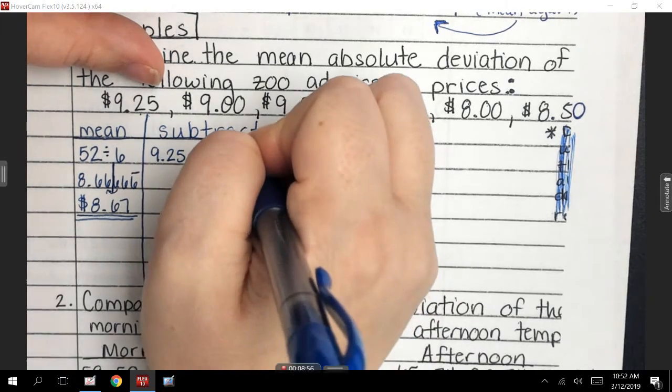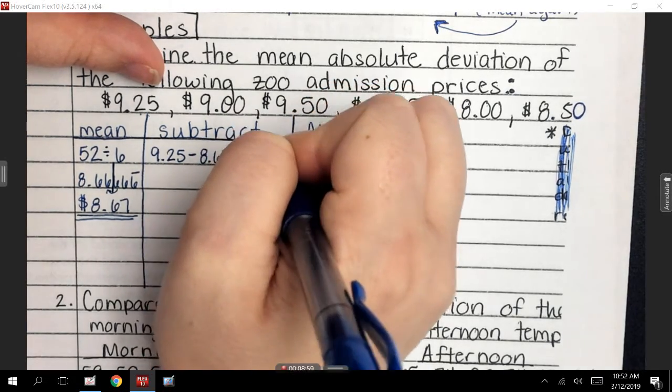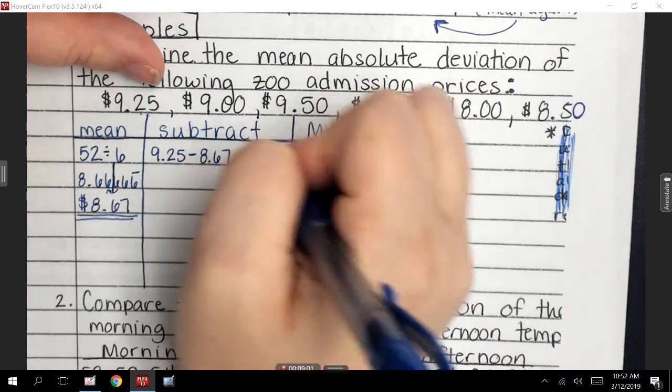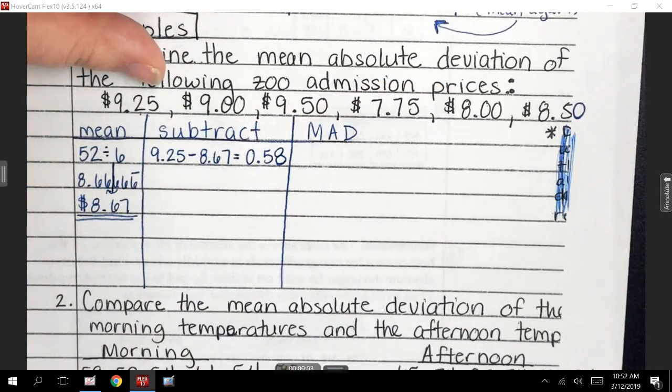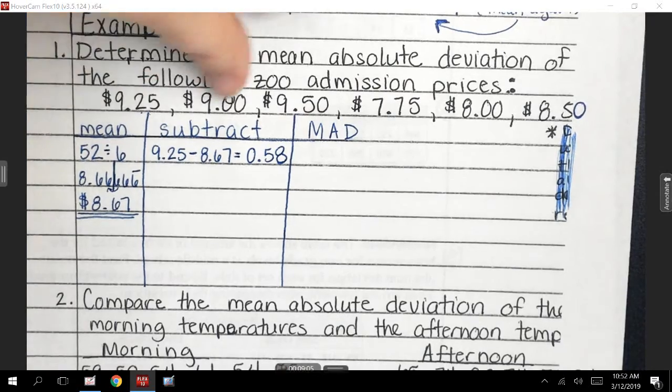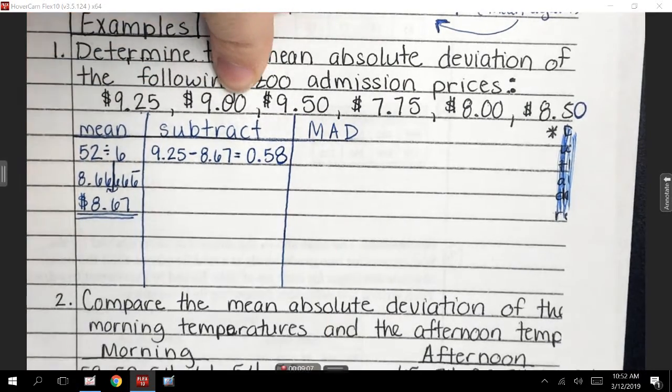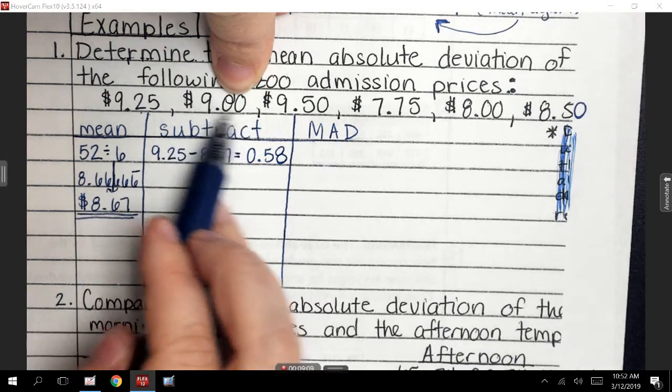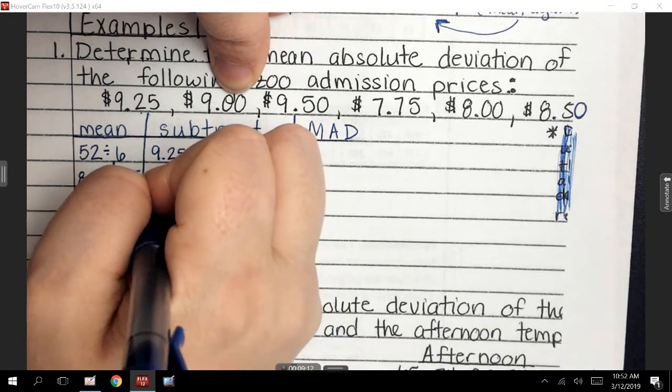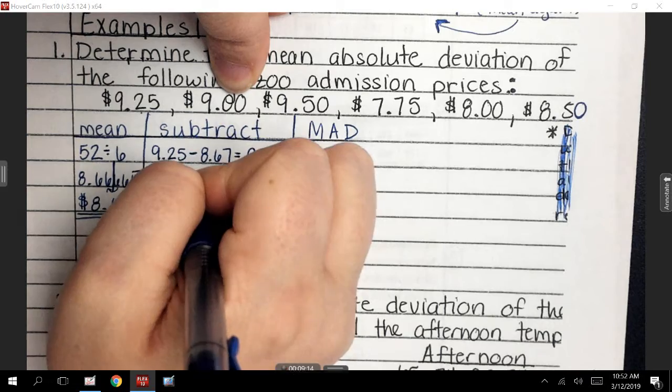Kelsey? 0.58, right? 0.58. All right. What's my next number? $9. Y'all see where I'm just getting the numbers from the list? So now I'm going to do 9.00 minus 8.67.